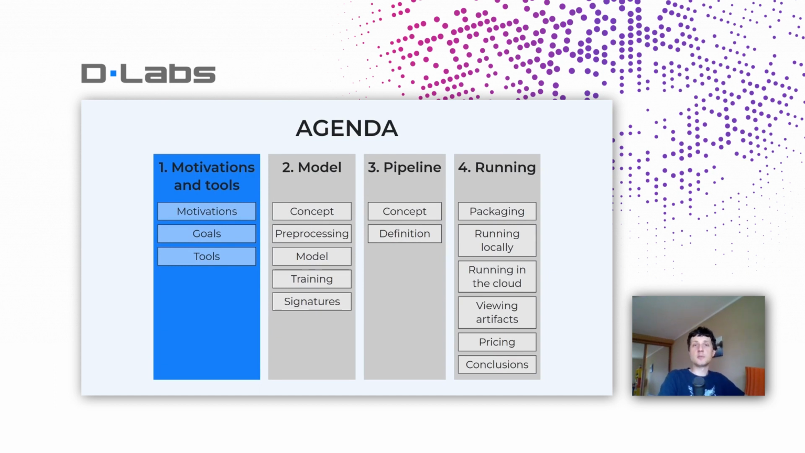So that's the end of the first episode. We talked about the motivations and tools. In the next episode, we're going to be talking about the model on a conceptual level, how to create it. Then we're going to implement all the steps in creating a model. In the episode after that, we're going to talk about the pipeline definition. And in the last episode, we're going to be talking about running this pipeline in the cloud.